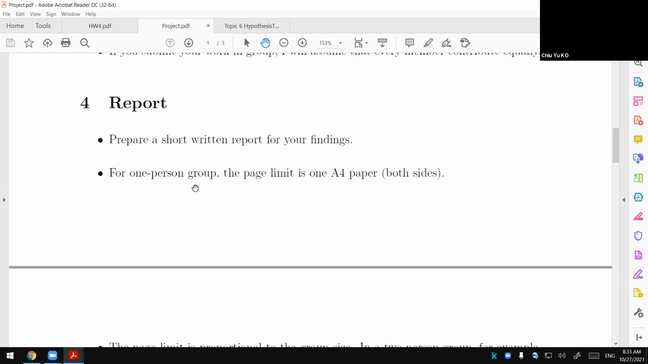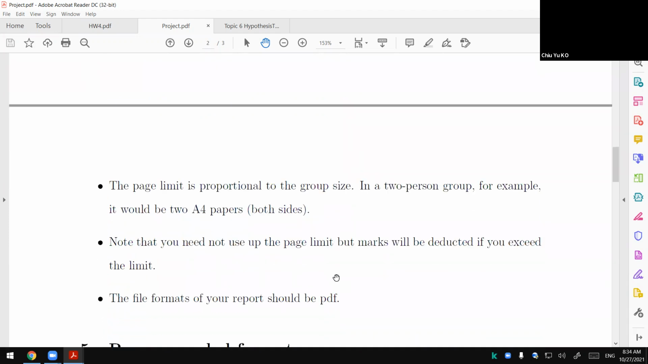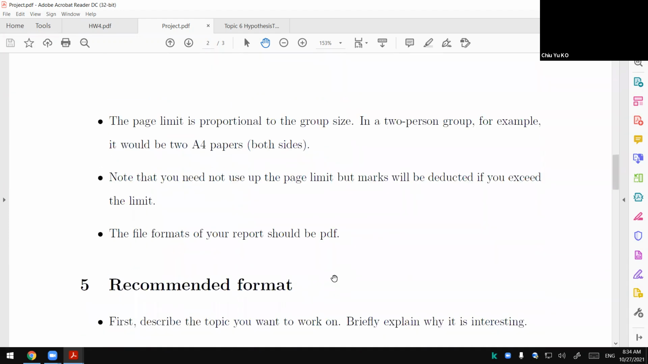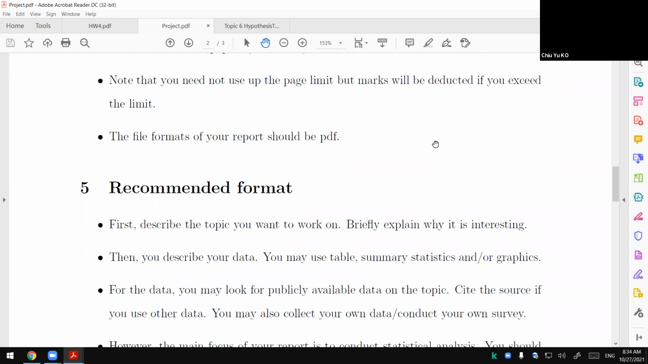You can have less than the number required, but if you go beyond the page limit, I will not read it, and your marks will be deducted. Make sure that you strictly follow your page limits. At the end, I want you to submit a PDF file. That's a standard thing; I think you've been doing this in your homework.